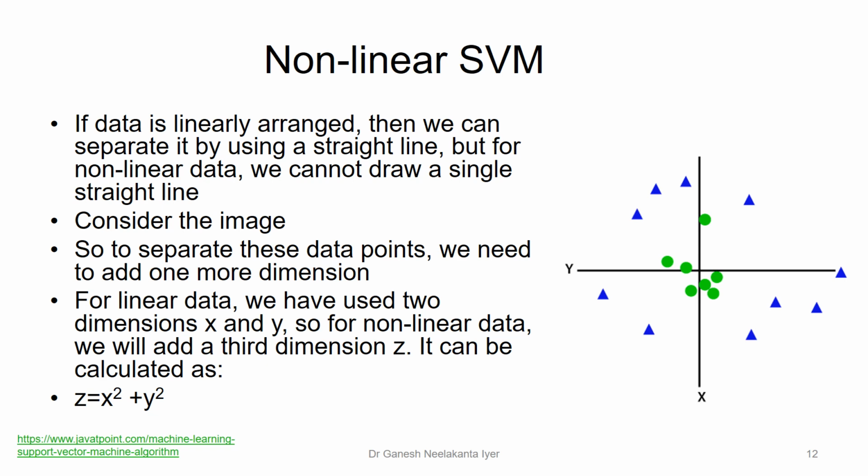What about non-linear SVM? We have seen this example, but let's elaborate a bit more. If data is linearly arranged, then we can separate it by using a straight line. But for non-linear data, for example, consider this image. So we need to add one more dimension, as we mentioned before.